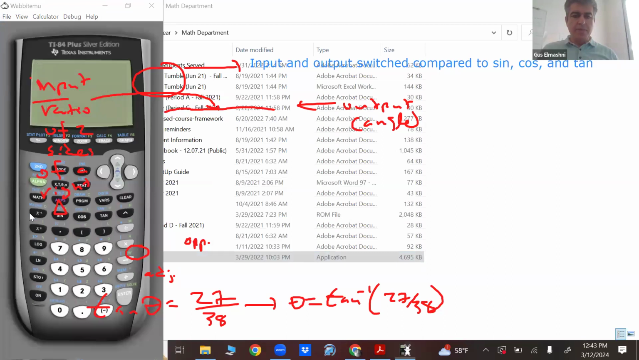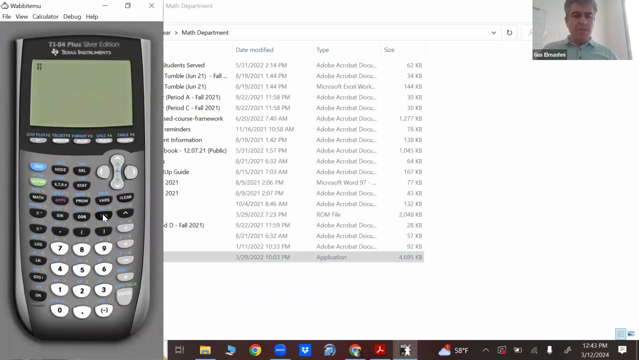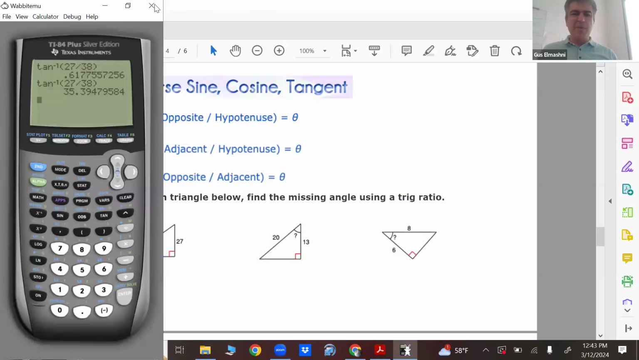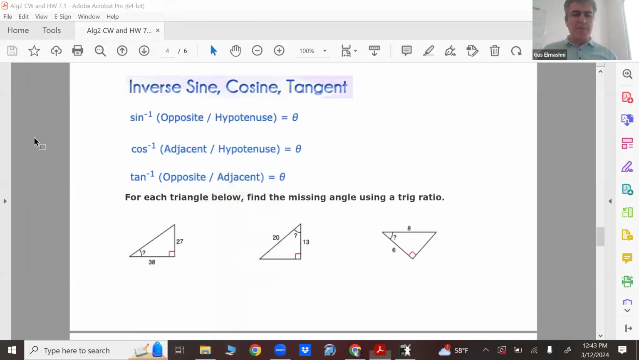Inverse tan. Now, I'm deliberately making a mistake here because I didn't change my mode. That's weird. 0.6 degrees is not true. That's in radians. We'll talk about radians when we have that opportunity. There you go, that makes more sense. 35.39 degrees. What to round to, I'll tell you. Usually 2 decimal places is my preference.